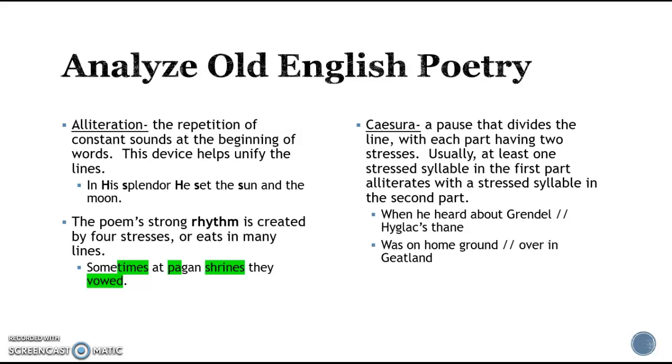So, sometimes at pagan shrines they bowed. If you read this normally, sometimes at pagan shrines they bowed, you can feel the sort of jump. And it's this jump, or this beat, that helps create a rhythm. And that's really important because, remember, these epics were not written down. Beowulf in particular wasn't written down for hundreds of years.